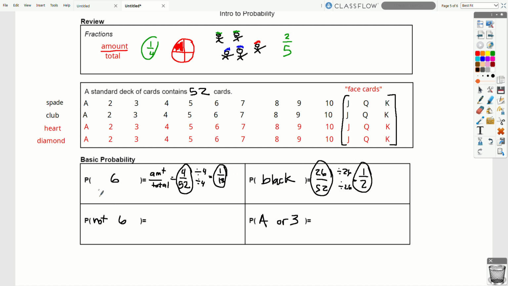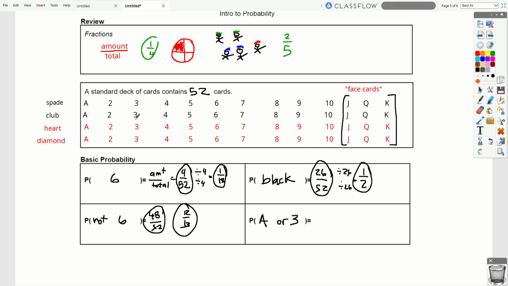And so, what would be the probability of drawing not a 6? Once again, what's the amount of not 6s there are? If there are 52 total, and there are 4 6s, then 52 minus 4, there are 48 cards that are not 6s, over 52. Once again, divide the top and bottom by 4, and we get 12 over 13. Either one of those work for now.